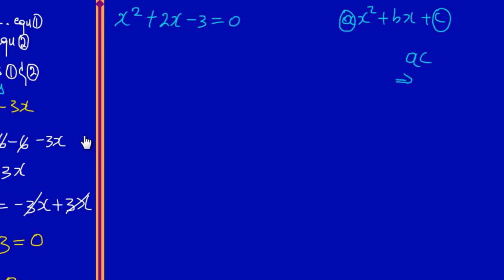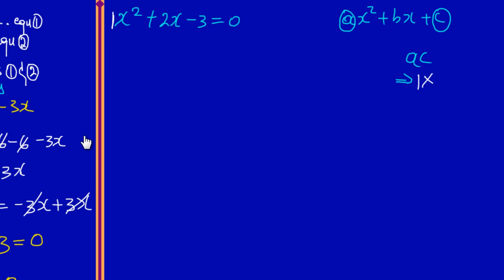And if you notice here, in my original equation here, I have a 1. The coefficient of x squared is 1 because a is the coefficient of x squared there. So I'm going to take my 1 and I'm going to multiply that by c.